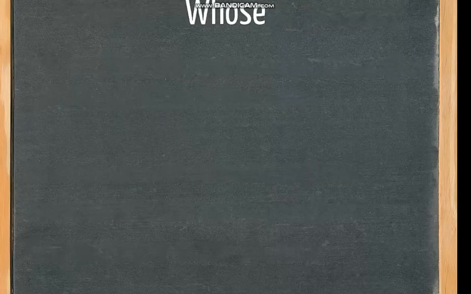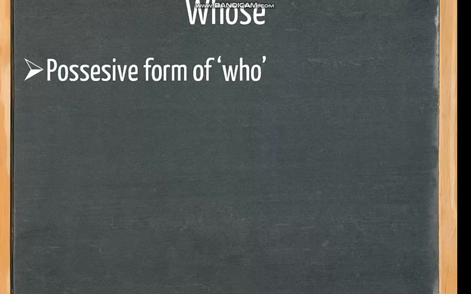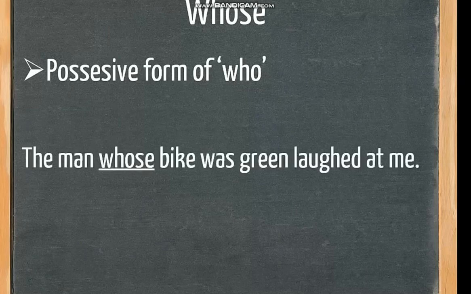We can also use whose. We use whose as a possessive form of who. The man whose bike was green laughed at me. Here, whose shows the possessive form of who. We use it to say that the bike belonged to a certain person, the man.